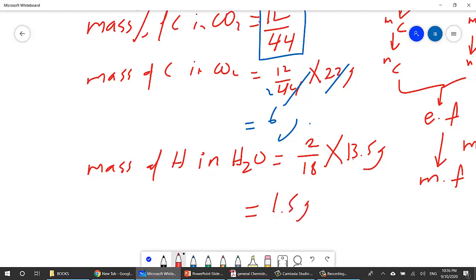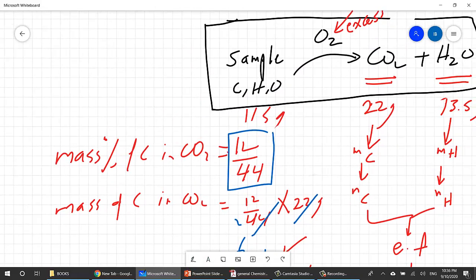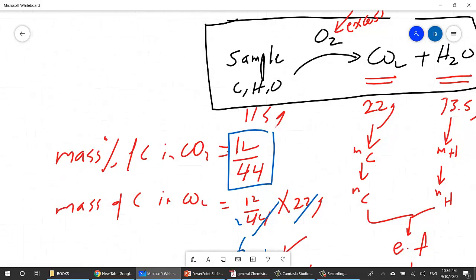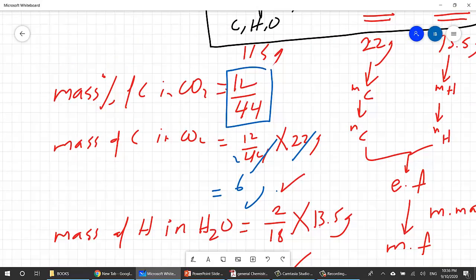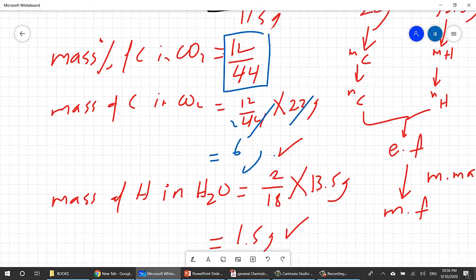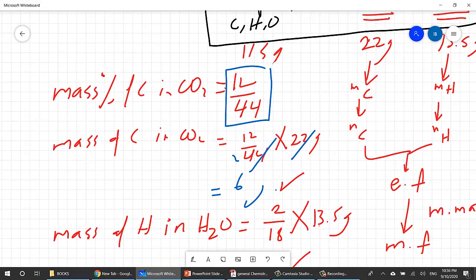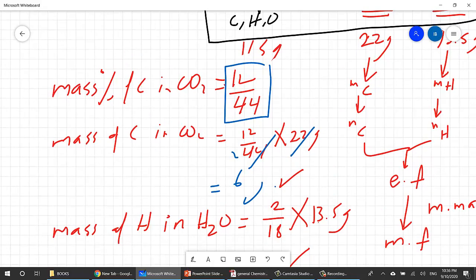That's good. Now we have the mass of carbon and the mass of hydrogen. You can proceed and find the empirical formula. The only problem that we have is that we have oxygen in the sample. The sample is 11.5 grams. 6 grams of it is carbon, 1.5 grams of it is hydrogen. You can tell that there is still some space for oxygen, so you can calculate that.